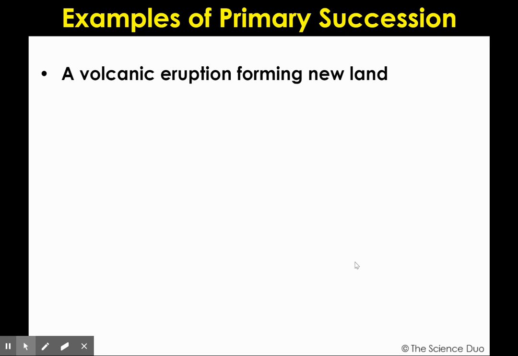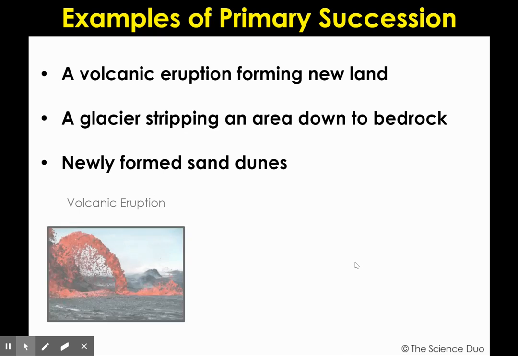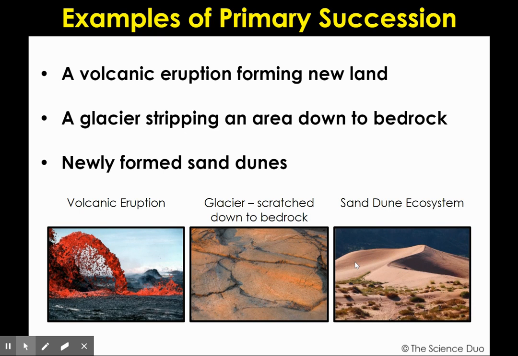Okay, so remember I wouldn't copy down all the sentences on the screen. I would put 3 examples of primary succession. It starts with things like a volcanic eruption, like a glacier, and like new sand dunes. Because those are like bare rock or bare sand. There's nothing else. You need a pioneer species to come in first.